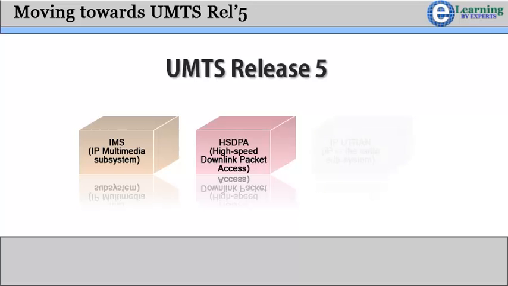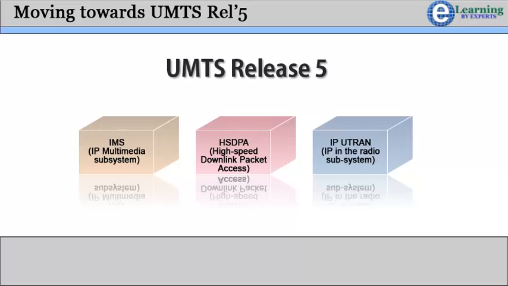Finally, UMTS R5 introduces IP in the radio subsystem, IP-UTRAN, which generalizes the use of IP in the whole network comprising of UTRAN and core network. Let us now discuss each of these evolutions in more detail.